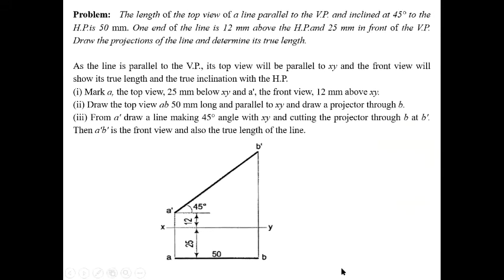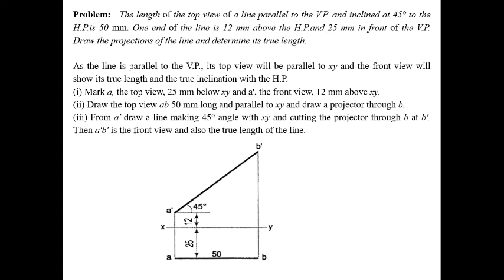Then, previously: the length of the top view of a line parallel to the VP and inclined 45 degree to the HP is 50 millimeter. One end of the line is 12 millimeter above HP and 25 millimeter in front of VP. For first angle projection, if the distance above HP is given, this is the front view distance. Remember this. Above HP means the front view distance, and below HP means the front view will be below.